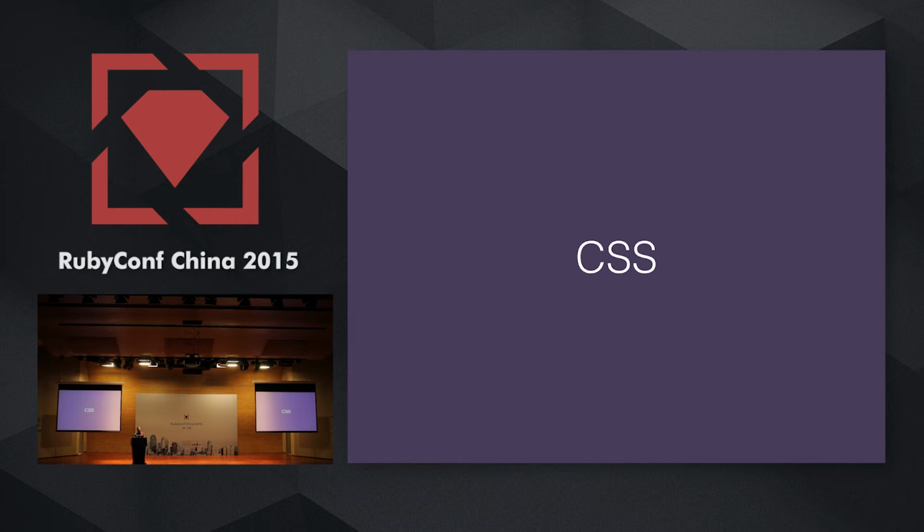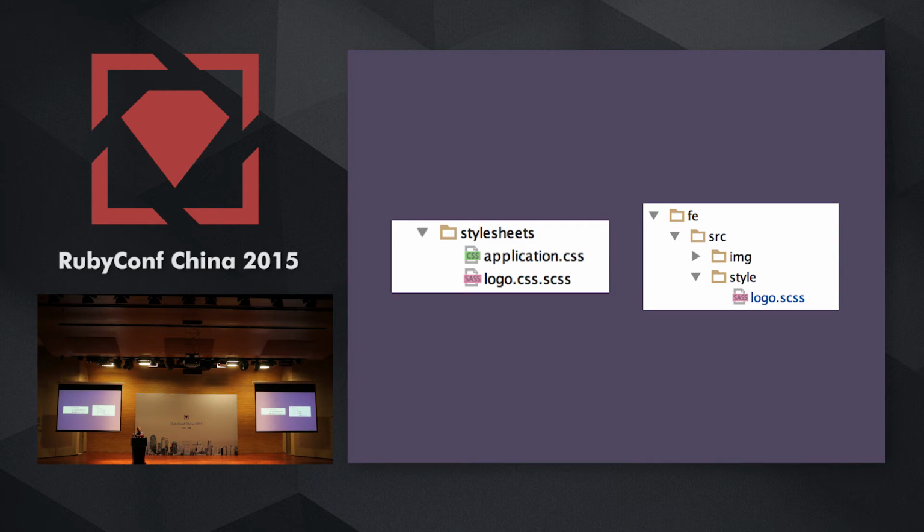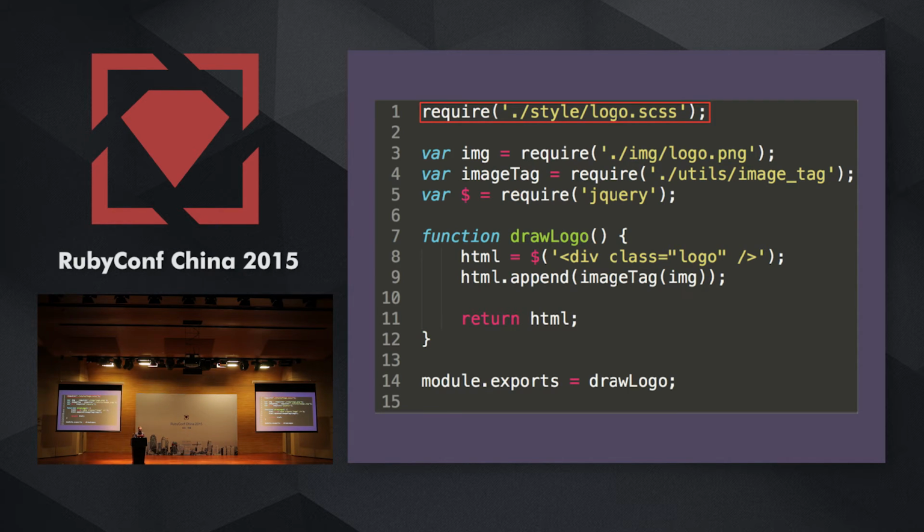How to move the CSS files? So I'm going to move only logo because application is useless. I just add it in my front-end directory as well. I require it, I'm not catching it into a variable. In our example, it's pretty useless, and I'm going to explain that.